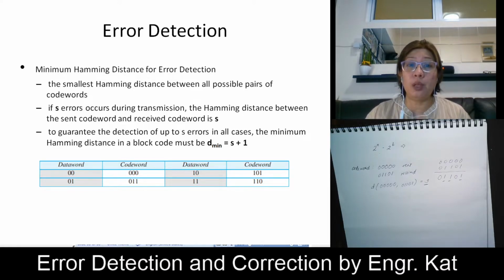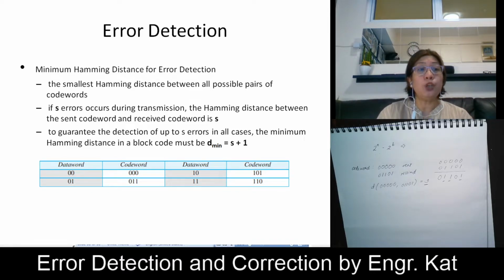So to guarantee the detection of up to S errors in all cases, the minimum Hamming distance in a block code, which we write as D minimum, must be equal to S plus 1, so that the received code word does not match a valid code word.